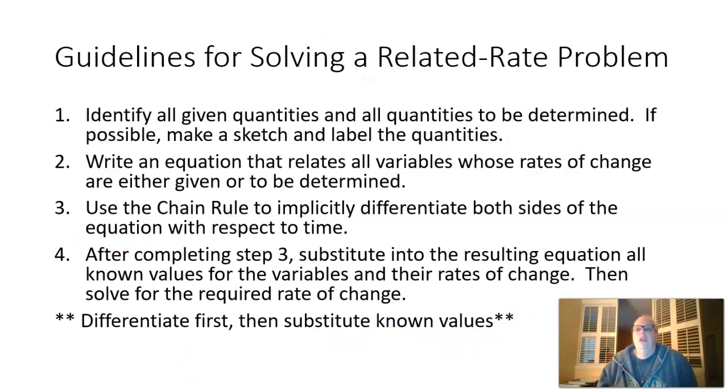Here are the guidelines for solving the problem, which is kind of what we just did, going through all the steps. You need to identify your given information and what it is you need to know. And if you can make a sketch, you should. Okay. Then you want to write an equation if it's not given to you for the variables whose rates of change are trying to be determined. All right. Use your chain rule so that you can take the derivative of both sides of the equation, and then do your substitutions in step 4 here. Just remember that you need to differentiate first and substitute later. Don't substitute first. So don't change these two steps in the wrong order.